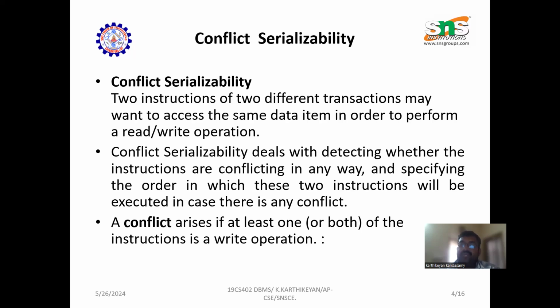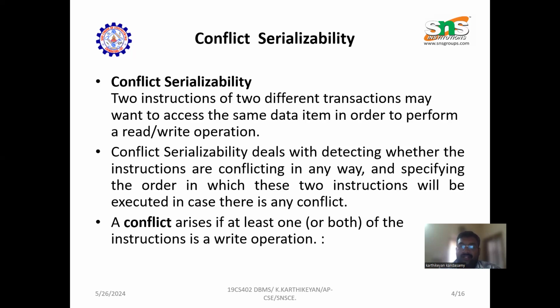For example, we have two kinds of serializability. One is conflict serializability, another one is view serializability. First of all, we are going to see conflict serializability. Two different transactions may want to access the same data in order to perform read and write operations. Conflict serializability deals with detecting whether the instructions are conflicting, and specifying in which order the two instructions will be executed in case there is any difficulty.